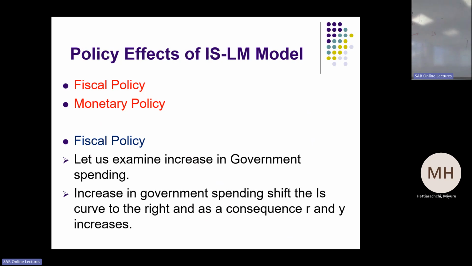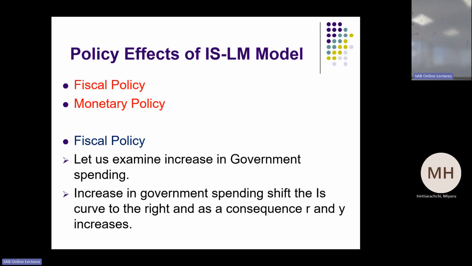Now first we take fiscal policy. Most of the time we take the government expenditure policy. You know that fiscal policy can be either expansionary or contractionary. Expansionary means if we raise government expenditure, that is expansion; if we reduce taxes, that is expansion. Contractionary means reducing government expenditure or raising taxes. That is contraction.